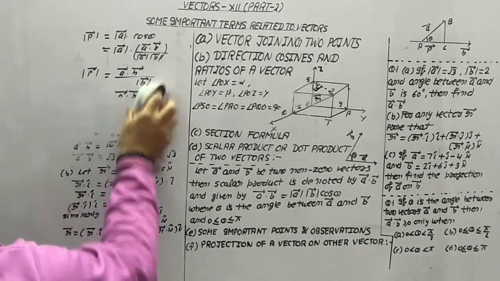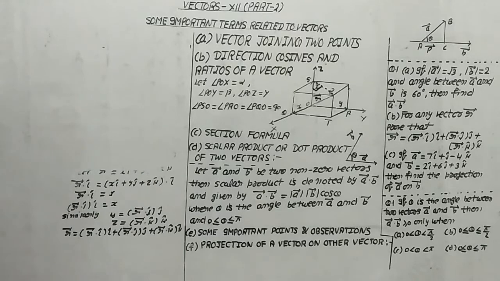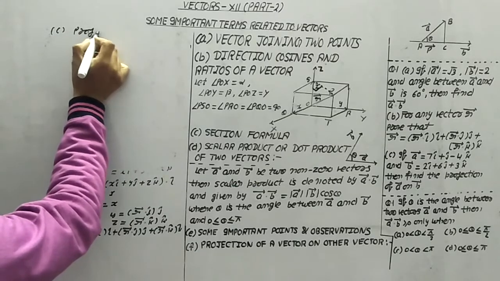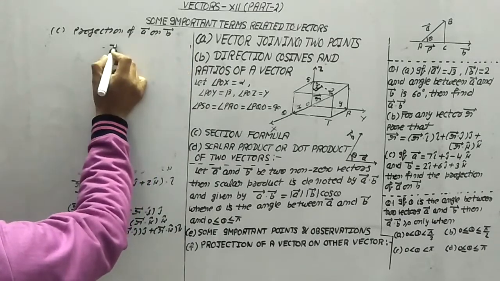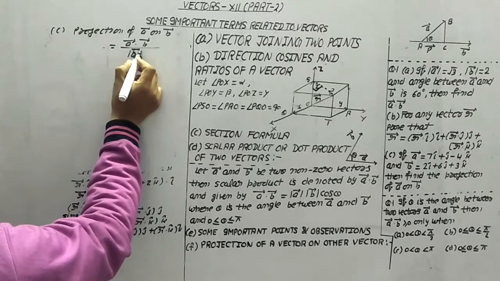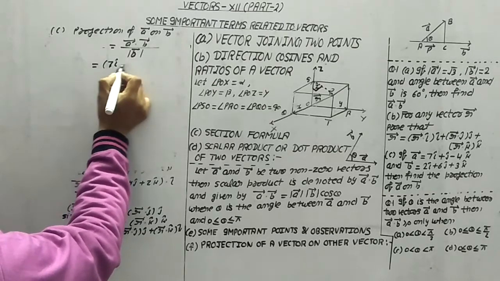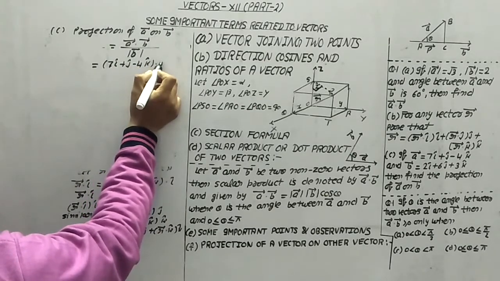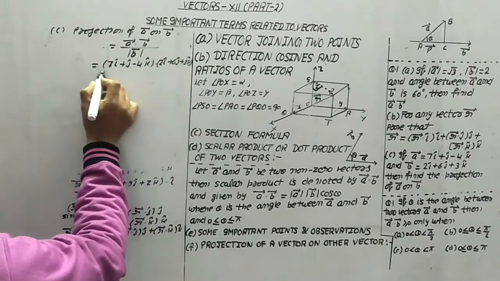Now let's see the solution of this C part. In this C part, they are giving A equal to this and B equal to this, then find the projection of A on B. Now the projection of A on B is given by A dot B upon magnitude of B. Now how will we get it? A is 7i plus j minus 4k, and dot, B is 2i plus 6j plus 3k, upon magnitude of B.